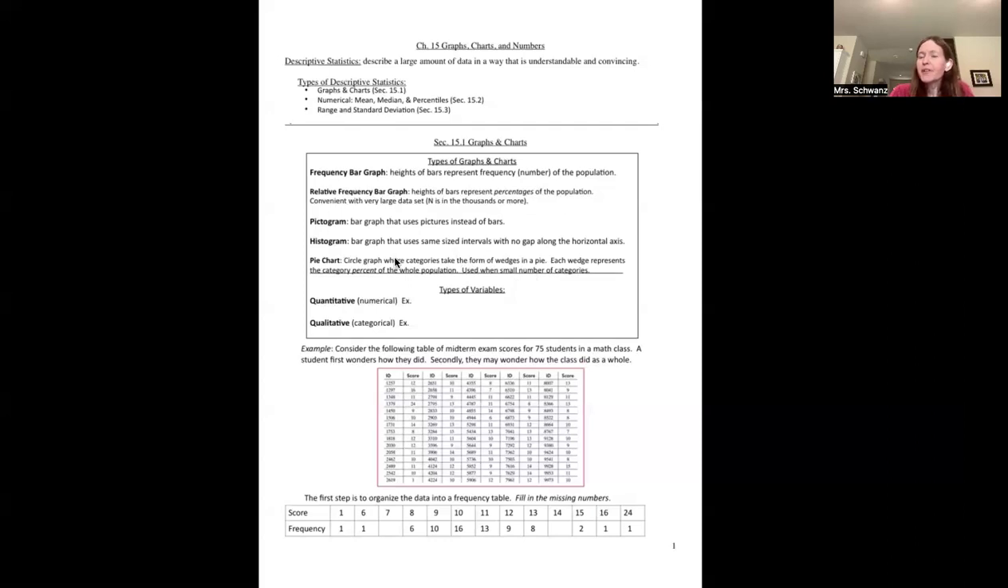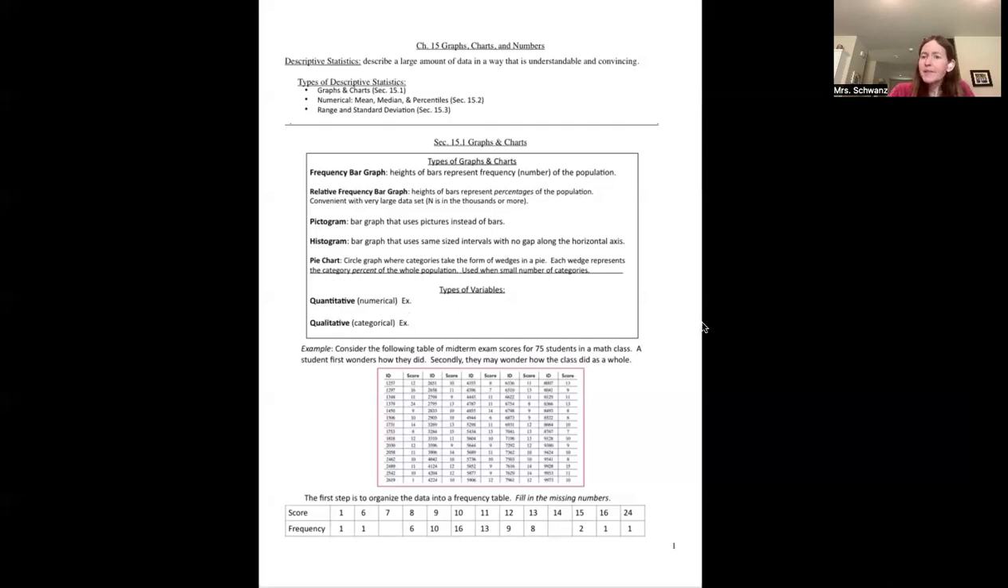And on a histogram, there are no gaps, as we'll see in a bar graph. A pie chart is a circle graph where categories take the form of wedges in a pie, and each wedge represents the category's percent of the whole population. Pie charts are great if you're trying to compare what percent one thing is of the population versus another thing. It's used when you have a small number of categories.